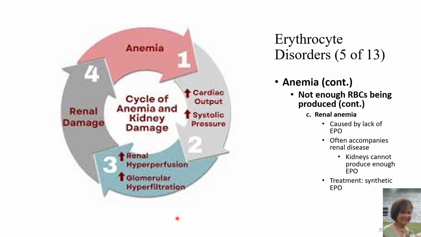The next one is because your kidneys are sick. If your kidneys are sick, as in renal anemia, then the kidneys will not be producing enough erythropoietin. This is caused by lack of EPO because of a renal disease. And the treatment here, if you cannot correct the renal disease, will be synthetic EPO.